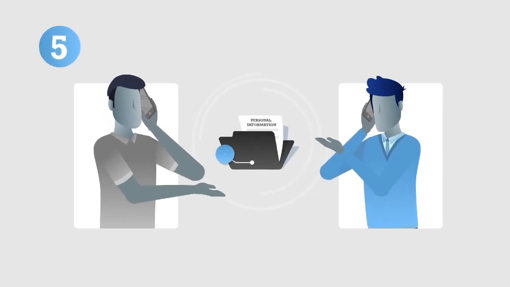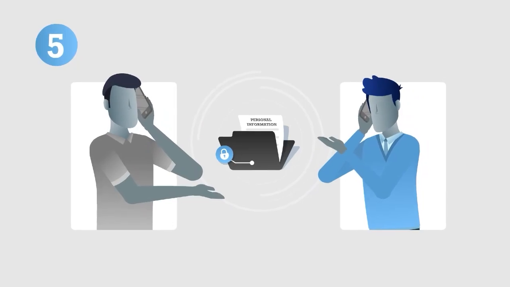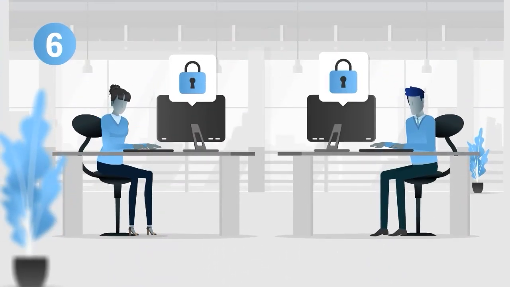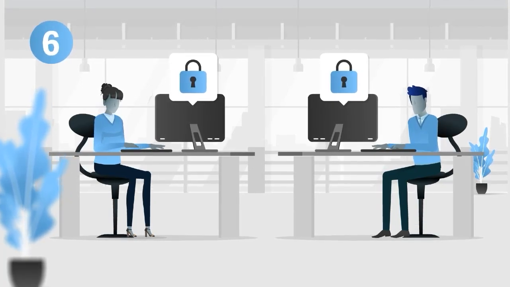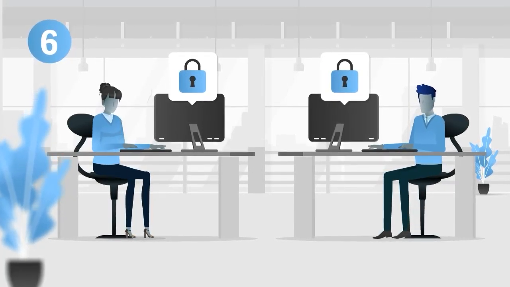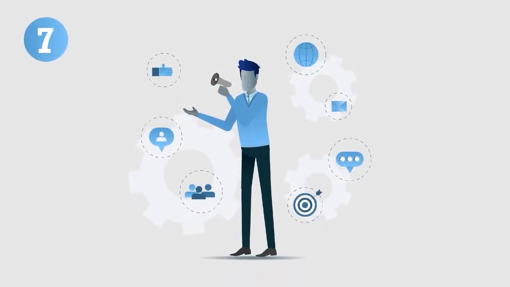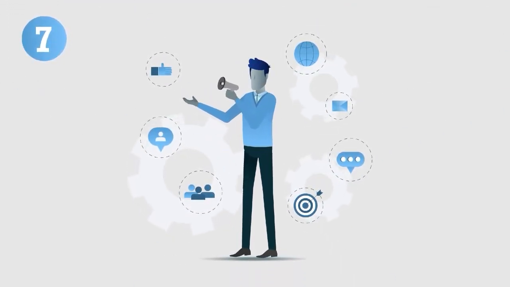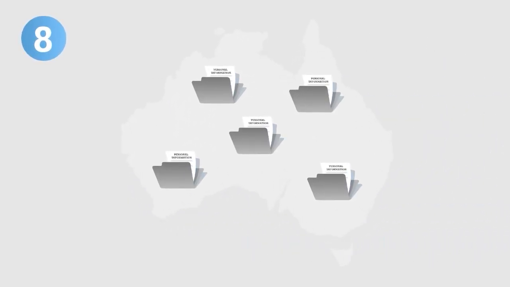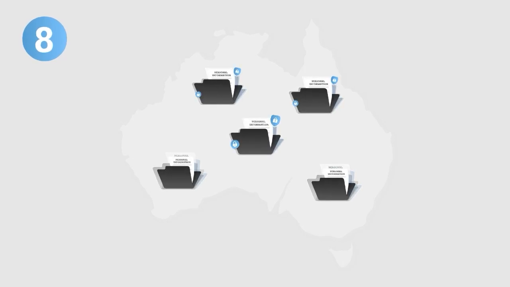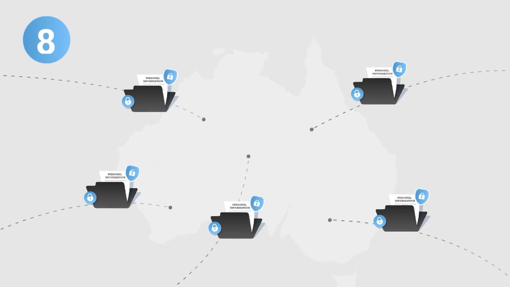5. Individuals must be notified when their personal information is collected, explaining the purpose and use. 6. Personal information can only be used or disclosed for the primary purpose of its collection, unless consent is provided for other uses. 7. Personal information must not be used for direct marketing unless certain conditions are met, such as consent. 8. Before disclosing personal information overseas, organizations must ensure it's protected in line with the Australian Privacy Principles.